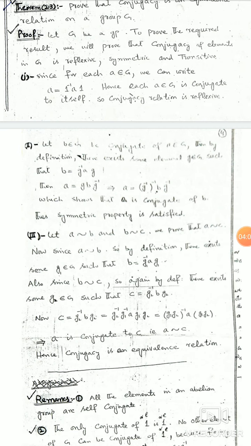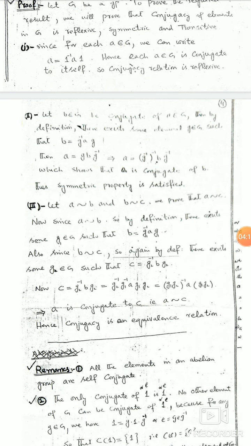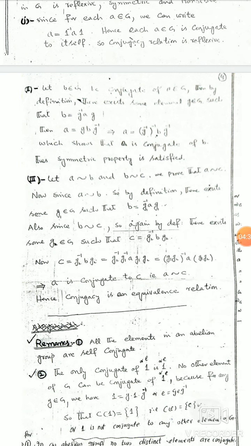Now if a is conjugate to b and b is conjugate to c, then we can prove that a is conjugate to c. Since a is conjugate to b, by definition there exists g1 belonging to G such that b is equal to g1 inverse a g1. Also since b is conjugate to c, there exists some g2 belonging to G such that c is equal to g2 inverse b g2. Now c is equal to g2 inverse b g2 is equal to g2 inverse g1 inverse a g1 g2 is equal to (g1 g2) whole inverse a (g1 g2). So this implies that a is conjugate to c, hence conjugacy is an equivalence relation. That is our required result.